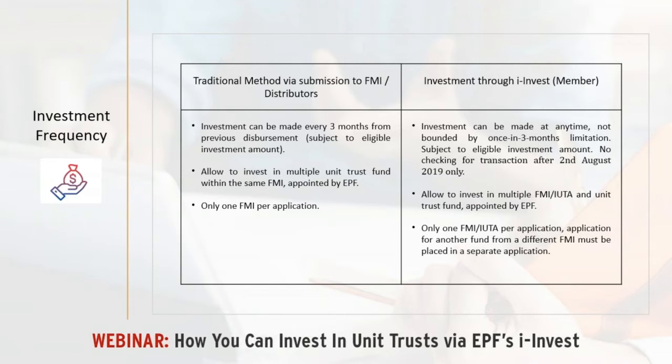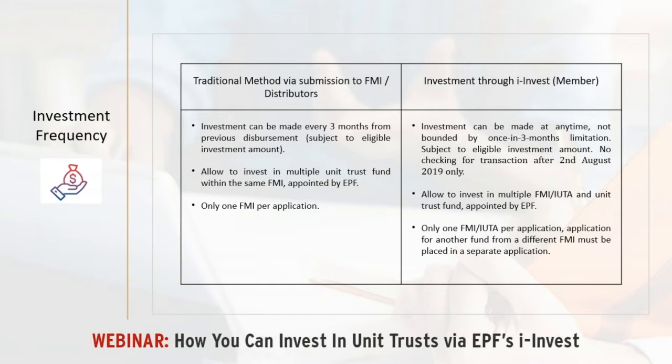For the traditional method, investment can be made every 3 months from the previous disbursement, but still subject to eligible investment amount. Investors are allowed to invest in multiple unit trust funds with the same fund house, but only one application at a time. Compared with investing through iInvest, investors can invest anytime, not bound by the 1 in 3 months limitation, but still subject to eligible investment amount.